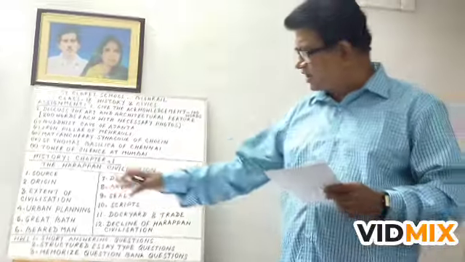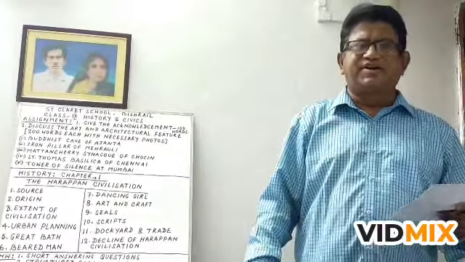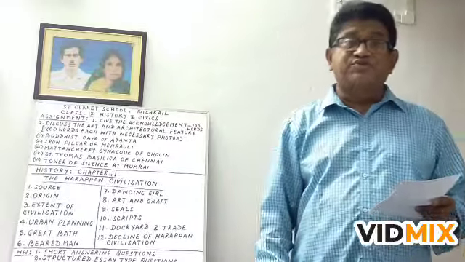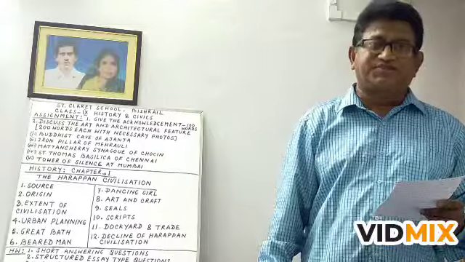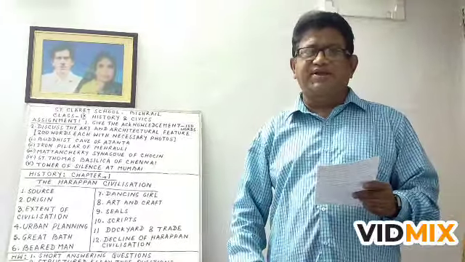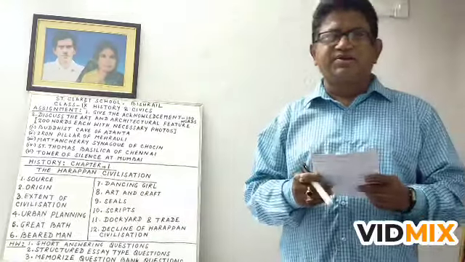Now the third point is extent of civilization. When the civilization is there, gradually it has its root for 3700 years. So it must have flourished. It was ruled by some kings, and the kings needed some extension of their territory.